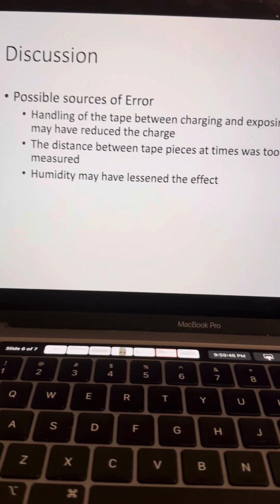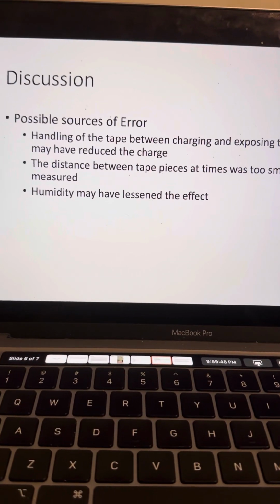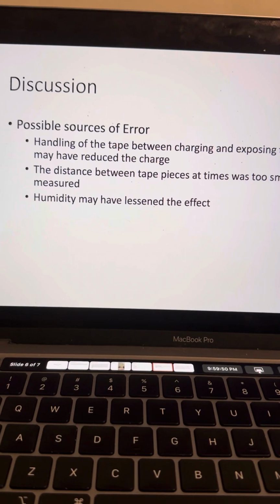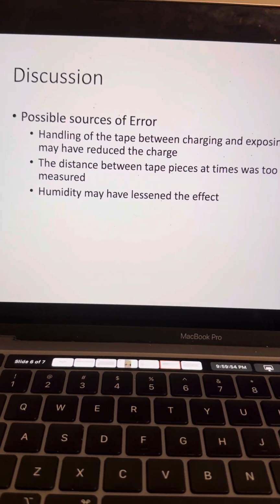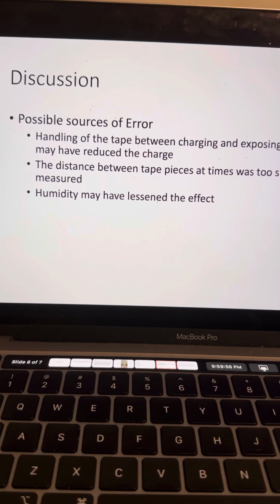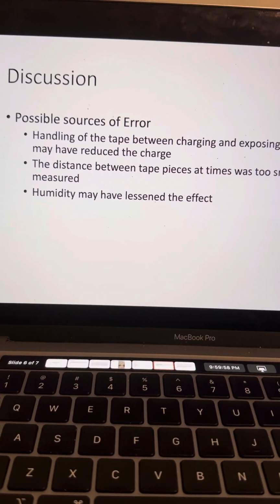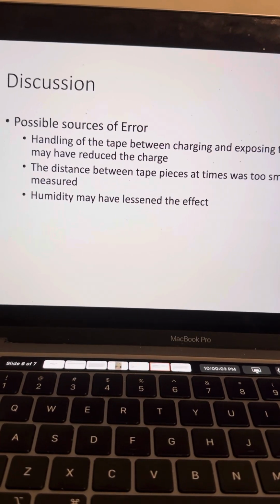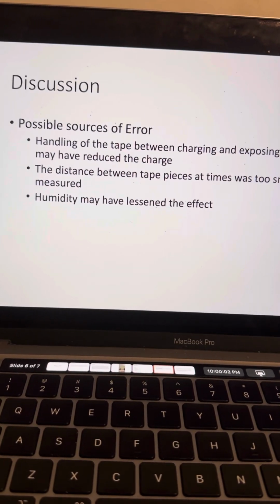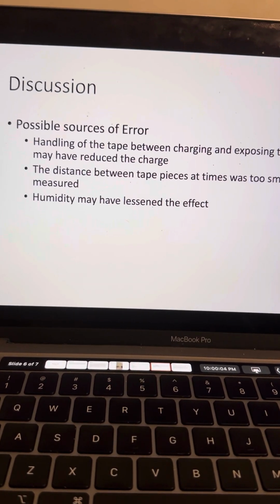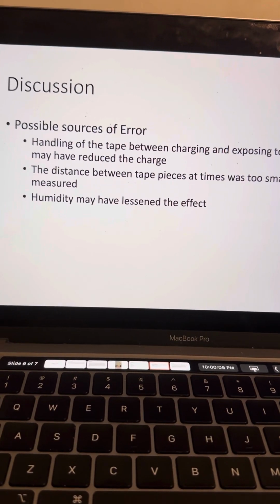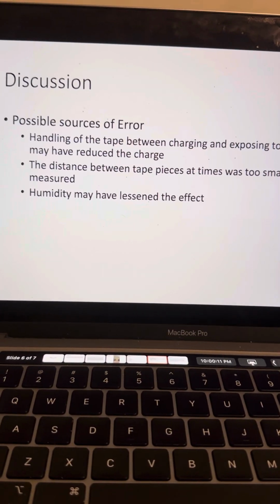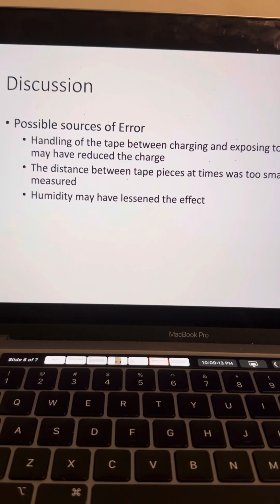So there were several possible sources of error when calculating these values. For one, handling of the tape between charging and exposing to the suspended tape might have reduced the charge, as charge is conserved and it tries to equalize, so part of the charge would have been lost to a larger object such as a hand or table or cup or anything it might have briefly come in contact with.